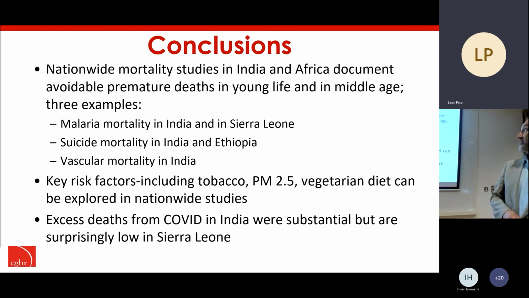So what I'd like to do is talk about nationwide mortality studies, and I'll start by giving you my conclusions, which is that they are essential for documenting avoidable mortality, both in young life and in middle age. And I'll give you three examples. One is malaria mortality in India and in Sierra Leone, suicide mortality in India and Ethiopia, and vascular mortality. Moreover, it is possible in limited ways to study key risk factors, and I'll give some examples particularly from India. And finally, since we're hopefully on the completion phase, I wouldn't say it's behind us, but looking at COVID deaths and the substantial difference in excess COVID deaths in India versus in Sierra Leone, despite uncontrolled transmission pretty much in both settings.